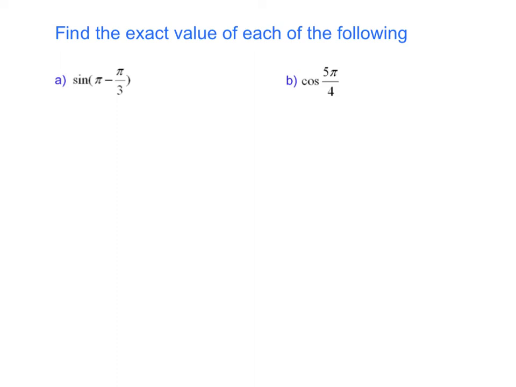pi minus pi on 3. It helps if you draw a diagram here. Pi, remember, is over here. Minus pi on 3 means you are subtracting an angle of pi on 3. Now, pi on 3 is 60 degrees. So if you want, you can convert everything back to degrees, if that helps, or you can practice doing it in radians. Alright, so if you did want to convert it to degrees, this would be 180 minus 60. So 180 minus 60 is 120, so we're doing sine of 120.